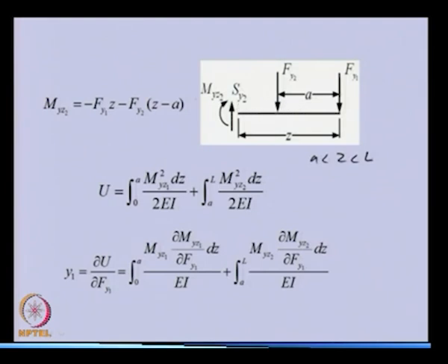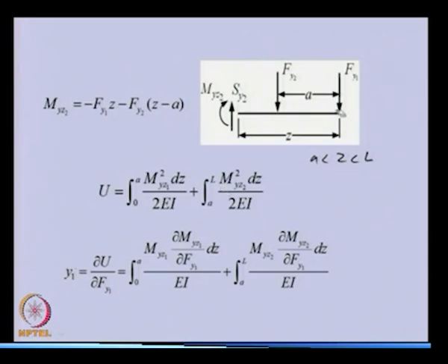So, for this case, the bending moment will be given by this expression. This is standard procedure in the strength of materials, and now we can get the strain energy of the system by integrating from 0 to A and from A to L, and once we have the strain energy, we can get the displacement.